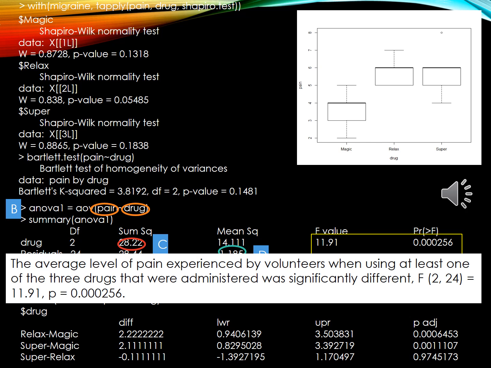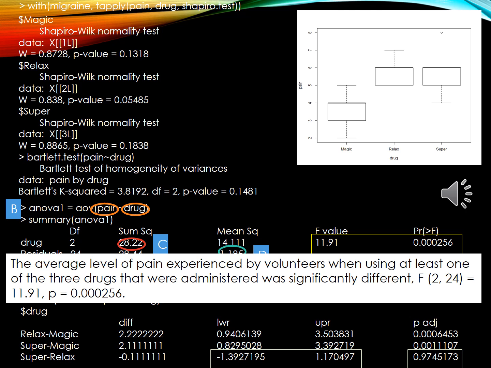You are next asked for the 95% confidence interval for the non-significant pairwise result. So the difference between super and relax was the only comparison in which the p-value was greater than 0.05. The confidence interval is therefore here from negative 1.39 to 1.17.